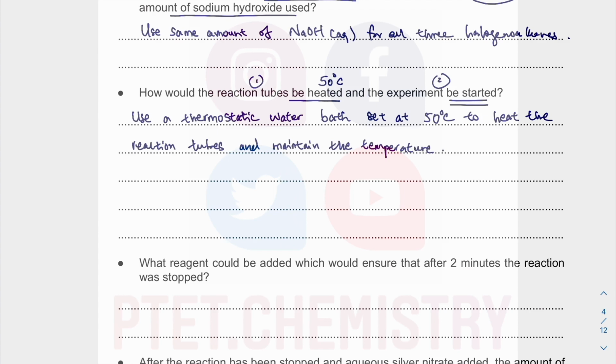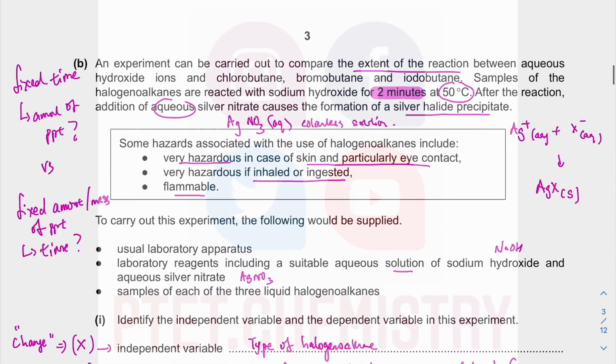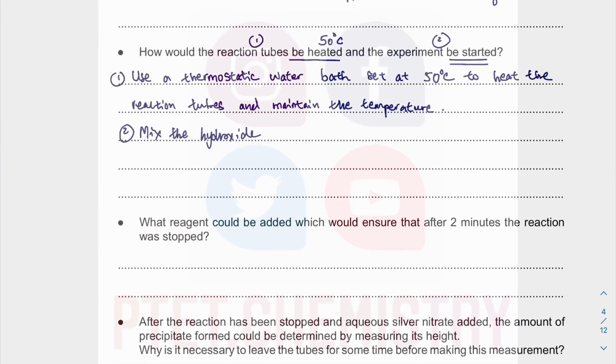How can we start the experiment? So we want to mix the hydroxide. Hang on, what reagent could we add which will ensure that after 2 minutes the reaction will stop? So you see, this and this are heated at 50 degrees Celsius. You don't mix them first, alright? You heat them separately at 50 degrees Celsius, then you react them together and then you start counting for 2 minutes, alright?